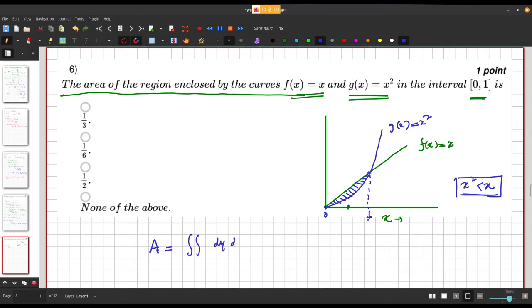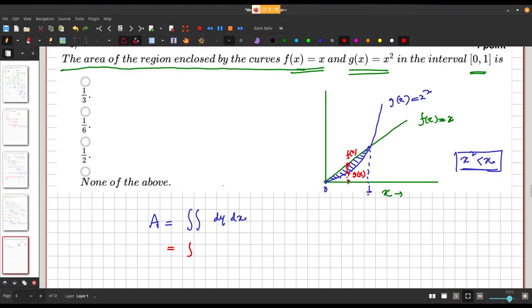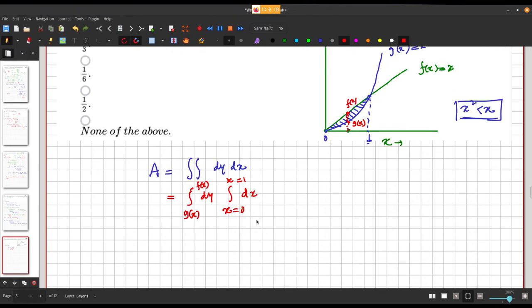So let us denote the area to be A, and we know it will be given by doing this double integral dy dx. So for any given x, to enclose the region, we have to go from gx to fx. So let us write the limits here. In the integration of dy, this will go from gx to fx, and then x will go from 0 to 1, right?